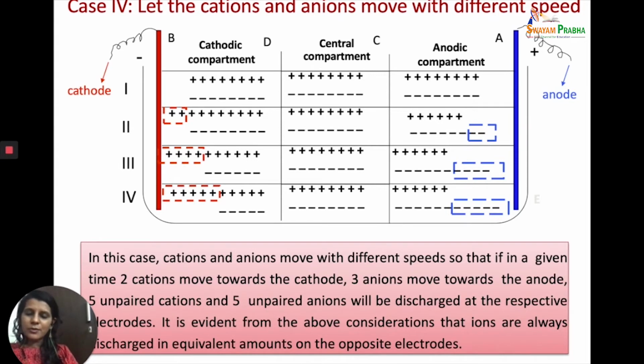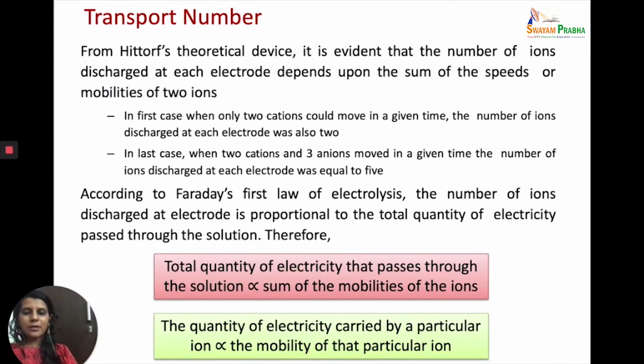And because we know that the unpaired ions are discharged at the electrodes, therefore 5 cations at the cathode and 5 anions at the anode are discharged. So from this, what is obvious is that ions may have different speeds, but there will always be an equivalent amount of the cation or anion which will be discharged on the opposite electrode.